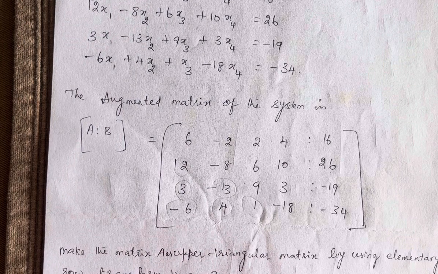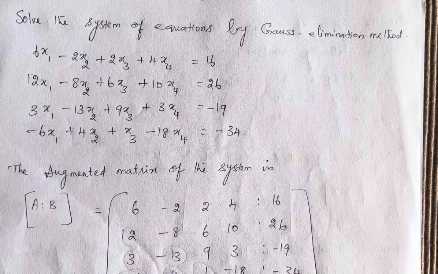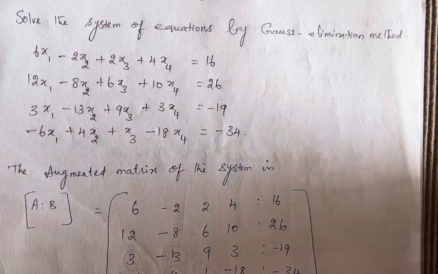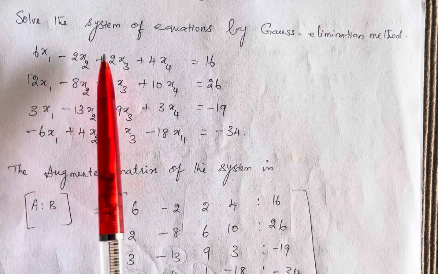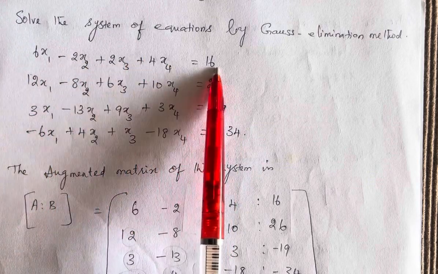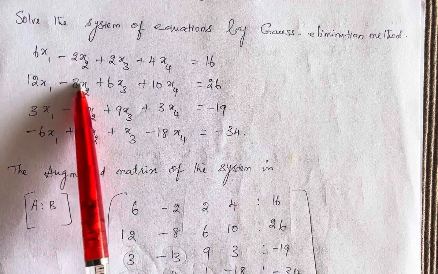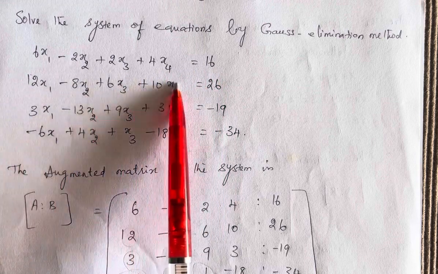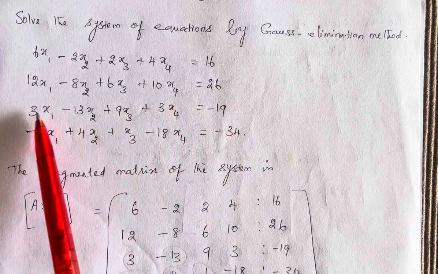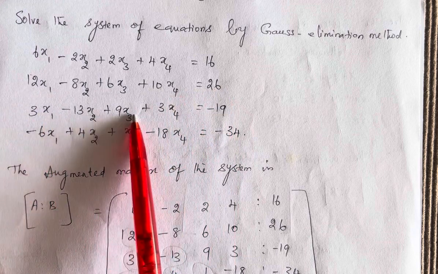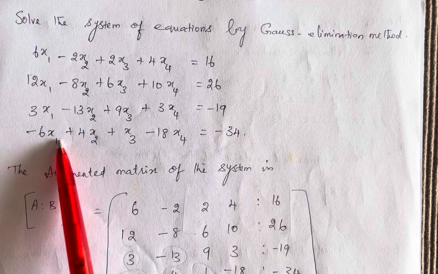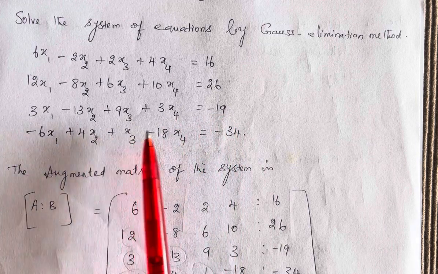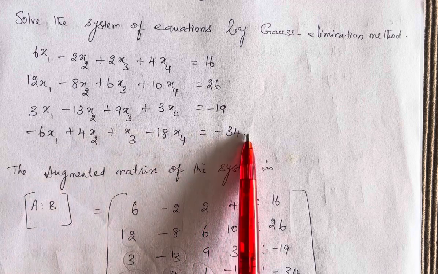So the given problem is: solve the system of equations by using the Gauss elimination method. You can see 4 equations. 6x1 minus 2x2 plus 2x3 plus 4x4 is equal to 16. 12x1 minus 8x2 plus 6x3 plus 10x4 equal to 26. 3x1 minus 13x2 plus 9x3 plus 3x4 is equal to minus 19. Minus 6x1 plus 4x2 plus x3 minus 18x4 is equal to minus 34.